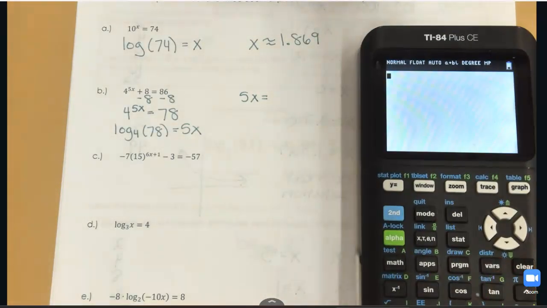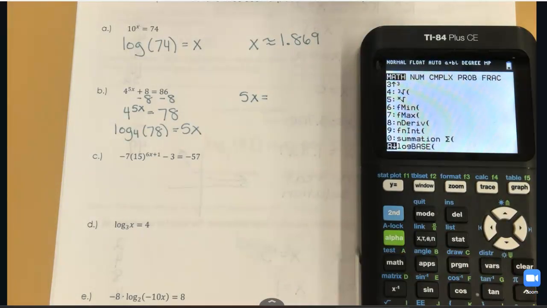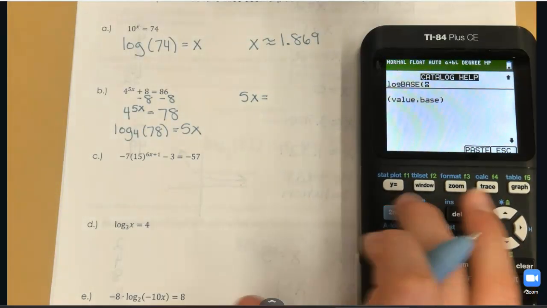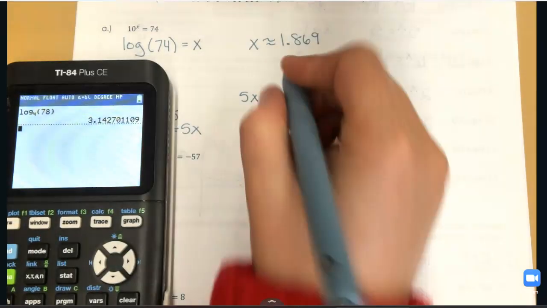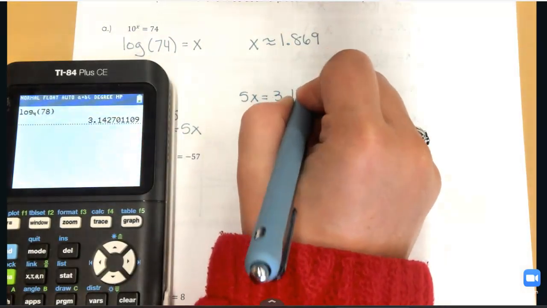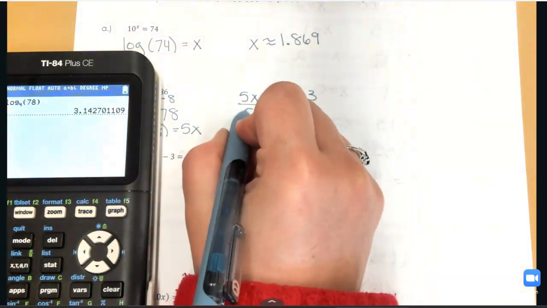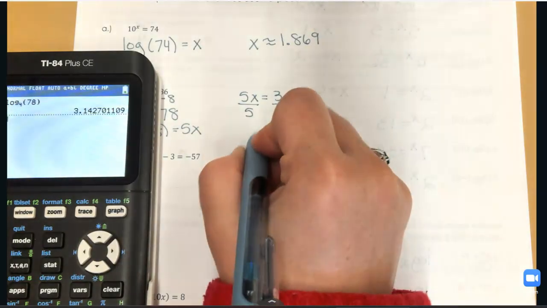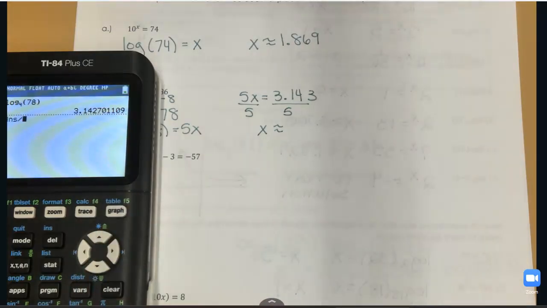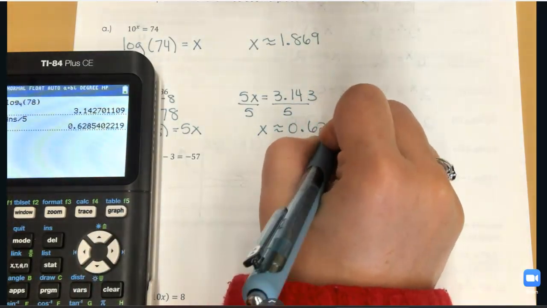So I'm going to have one more step here after I figure out log base 4. Log base 4 of 78 is about 3.143, and if that's equal to 5x, the last thing I'm going to have to do is divide by 5, since that is the inverse of multiplication. And so we get that x is going to be approximately 0.629.